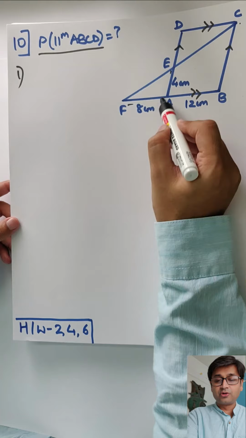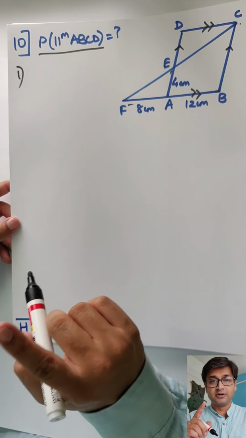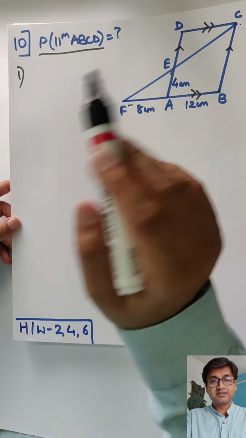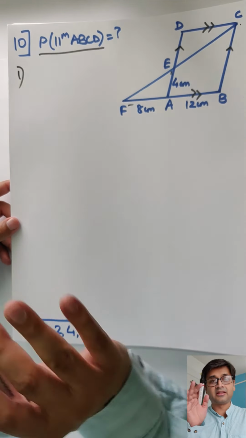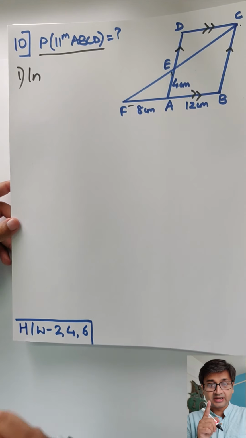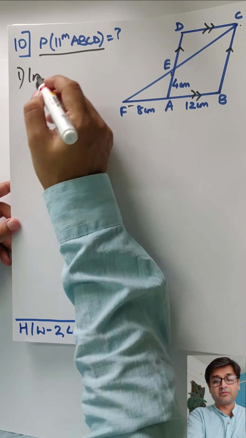So come on, first prove FEA and FCB similar. 4 steps of similarity, 5th step CSST, 6th step value, 7th step get BC, and then wait. Come on, hit pause, at least do the last sum yourself.